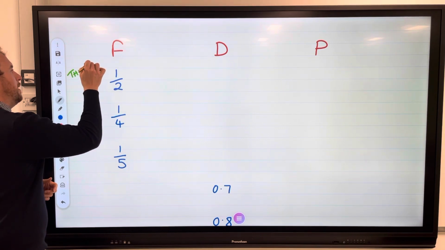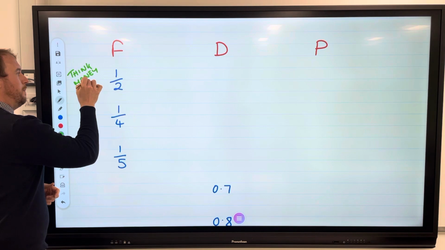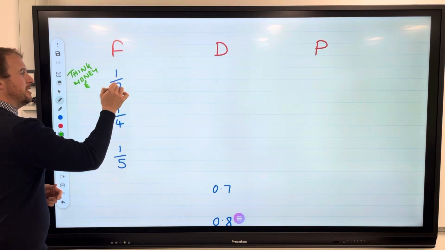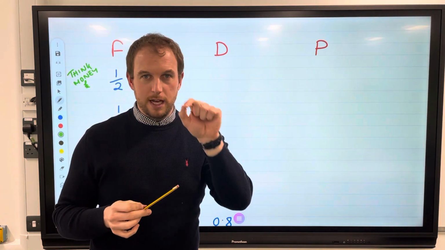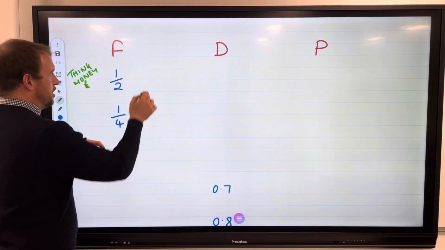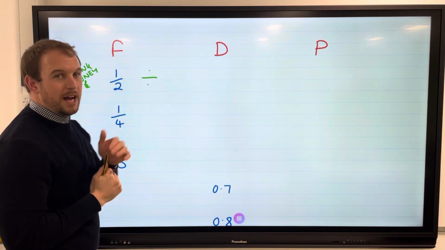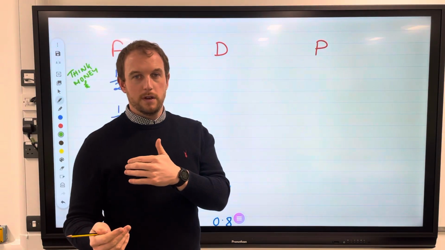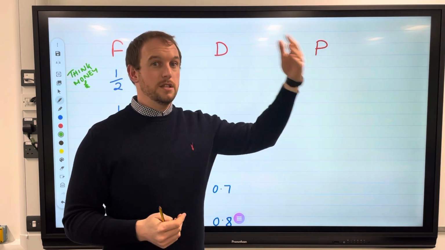Think of money here. I've got £1, and I'm going to share it between two people. Look at the actual fraction itself. If I change that 1 for a dot, there's the line, then the 2 for a dot, I've got a divide symbol. So automatically now you can use fractions as divisions.